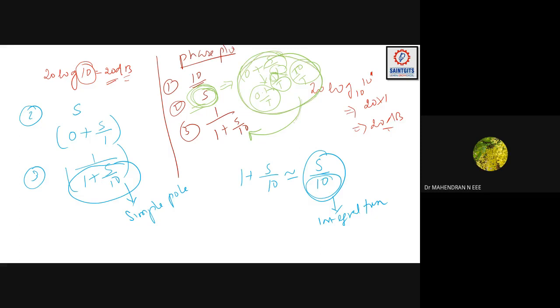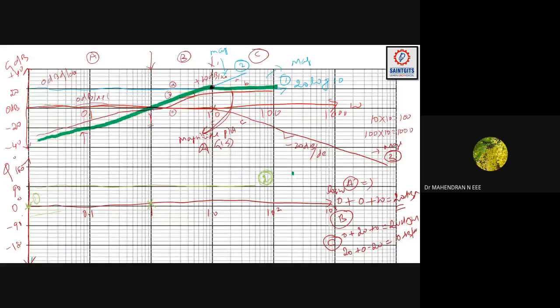Follow this rule for a simple pole, and for one it will be 1 plus s by 10. Then it will be 0.1 by T and 1 by T, 10 by T. The procedure can be followed here.